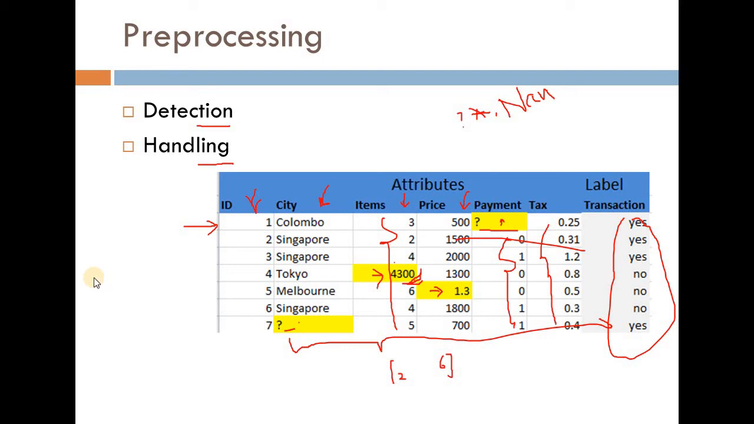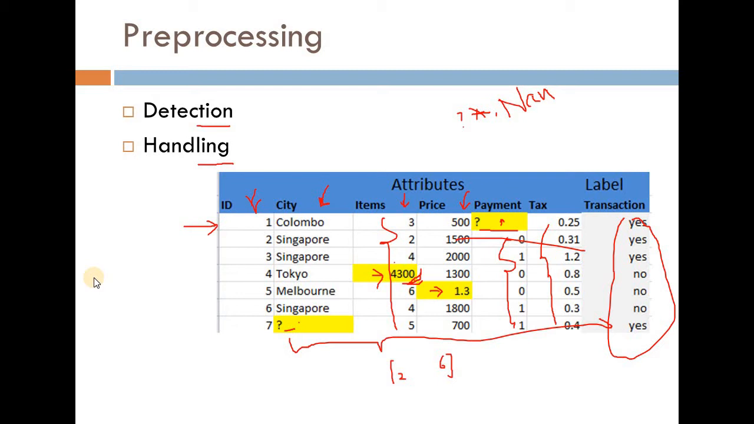Welcome again. In the previous lecture, we talked about dealing with missing values and noise values and pre-processing them as a two-step process. In the first step, we identify or detect them, and in the next step, we handle them so that the data is more consistent and can be used for training a better model.